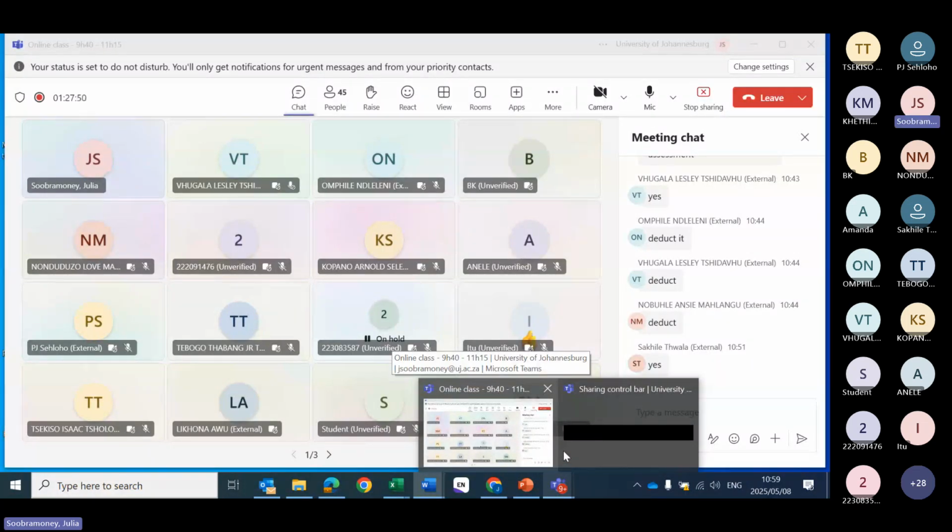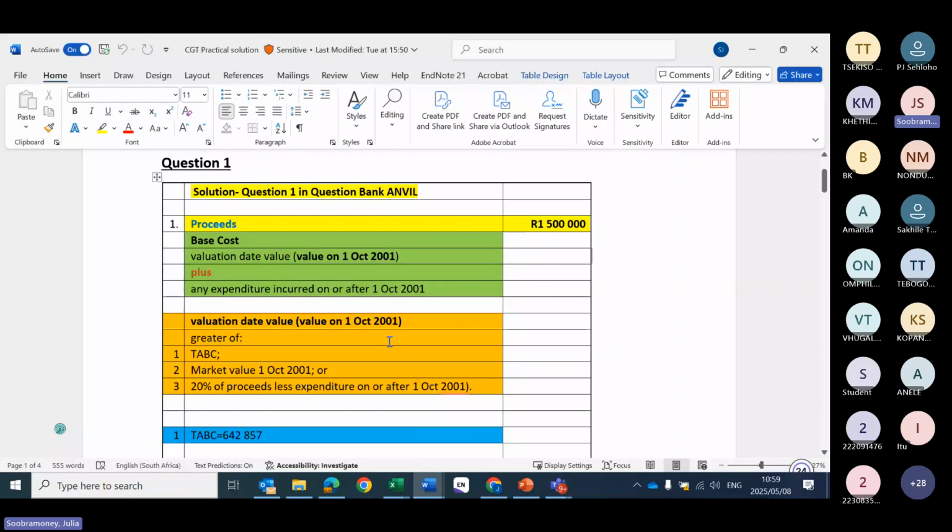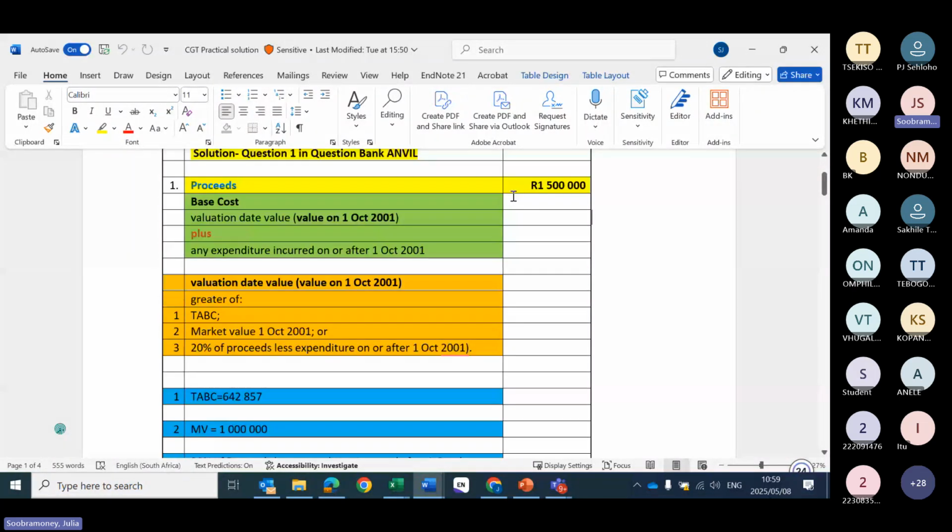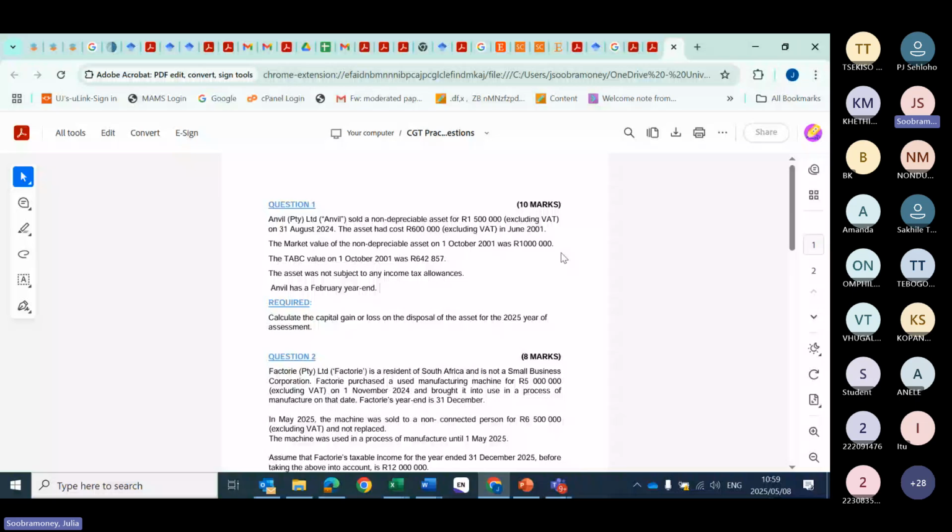So everyone happy? We go straight into CGT proceeds. So what is my proceeds, guys? Proceeds is 1.5 million, right? We got that how? It says here we sold the non-depreciable asset for 1.5 million. There's no recoupment, therefore proceeds is proceeds, 1.5 million, nothing to it. Now we need to work out my base cost on 1 October 2001.